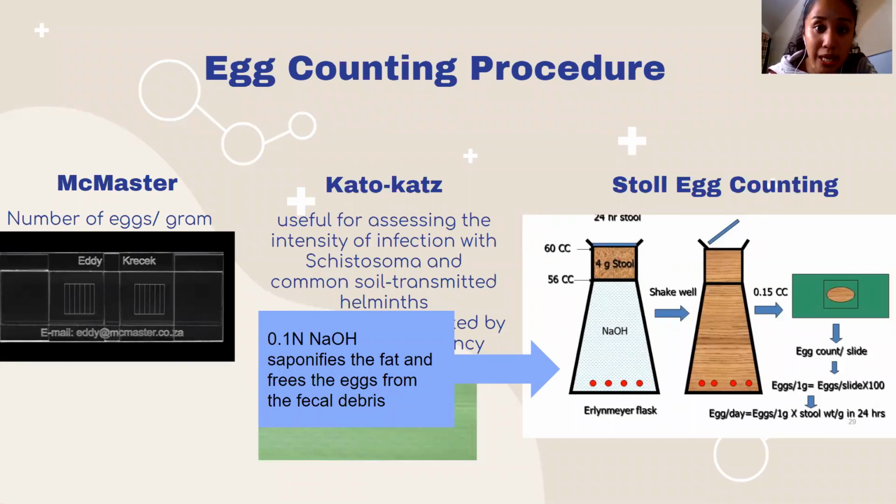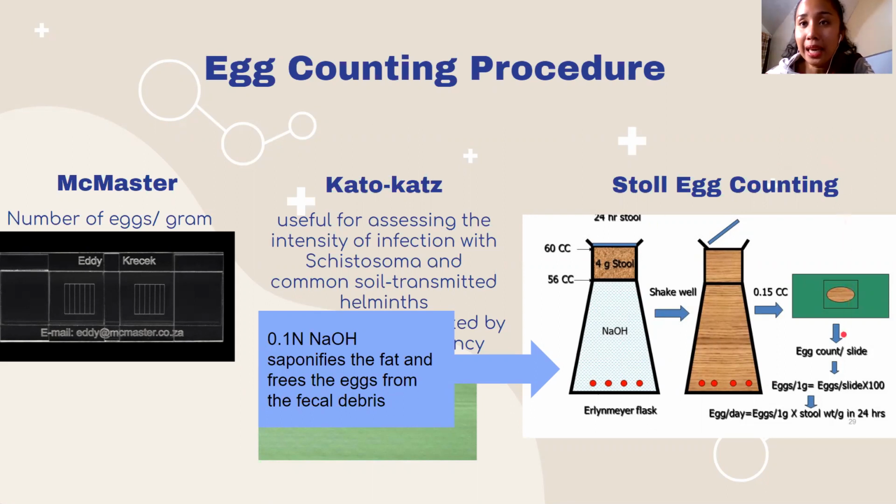Your sodium hydroxide serves as your diluent, and it saponifies fat. So it frees the eggs from the fat and the fecal debris. That's the purpose of sodium hydroxide. It serves as a diluent. It saponifies the fat to release the eggs, and to release the eggs also from fecal debris. So, shake well. Basically, mix well the stool and the sodium hydroxide.